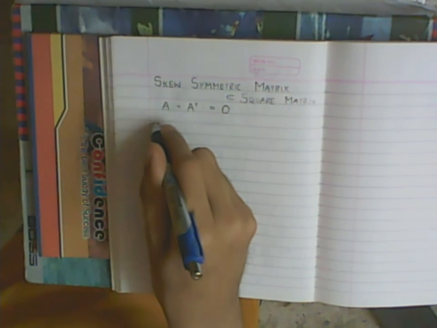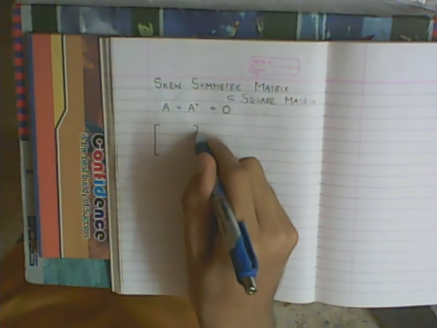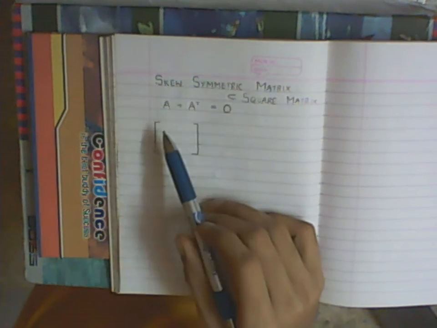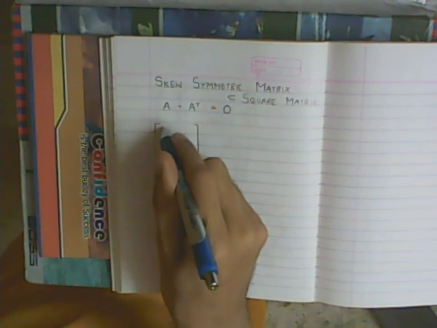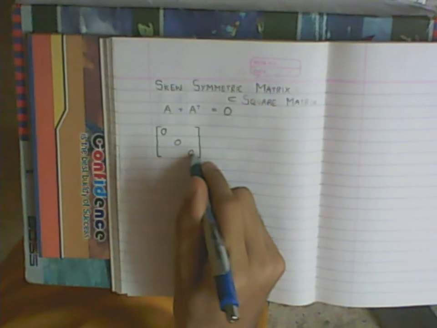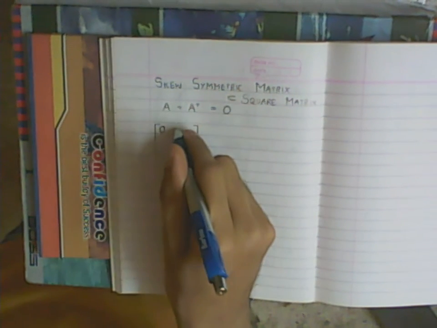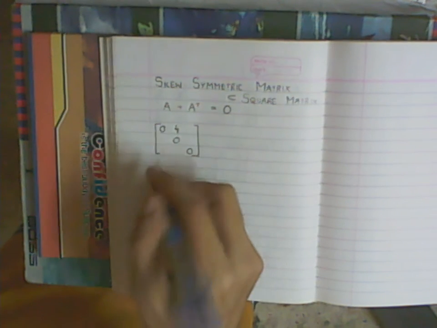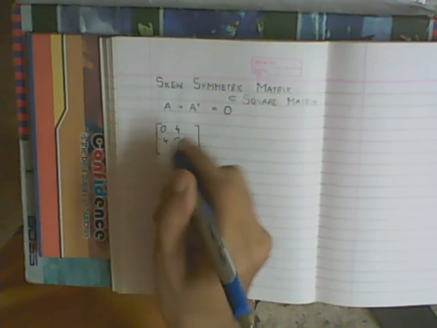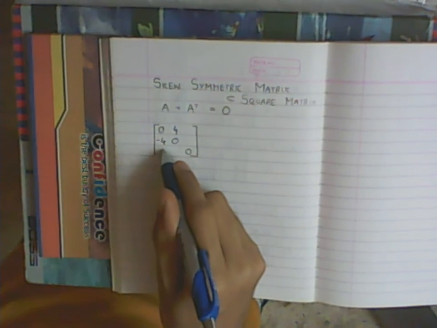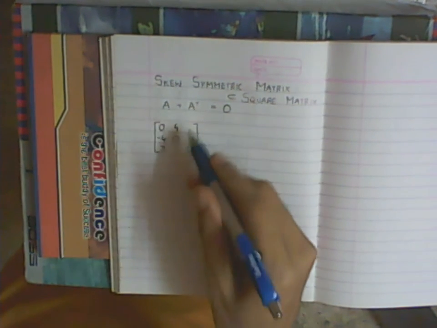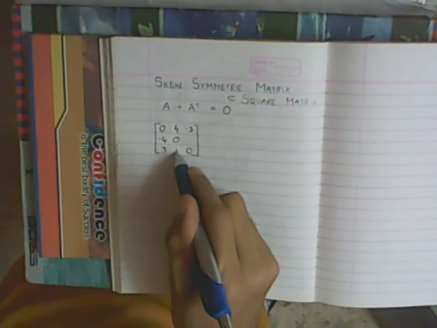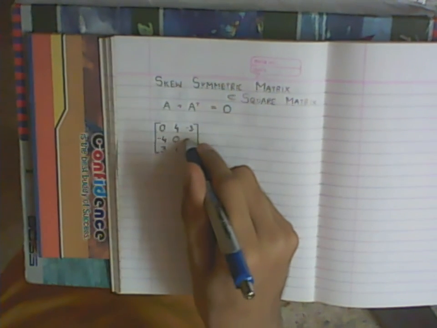So I'll give you an example. Let's say I have a 3 by 3 matrix. Now here you'll see why the diagonal entries need to be 0. If I have an entry, let's say here 4, then I need to have its negative on the opposite side. So if I have a 4 here, I need to have a negative 4 here. If I have a 3 here, then its diagonally opposite entry should be the negative version of that number. And if I have 1 here, I need to have a negative 1 here.